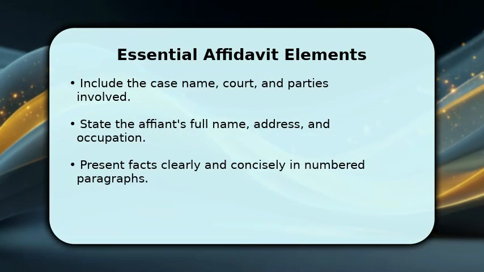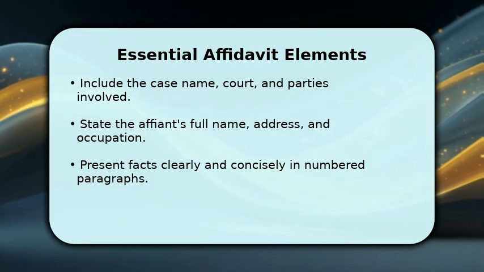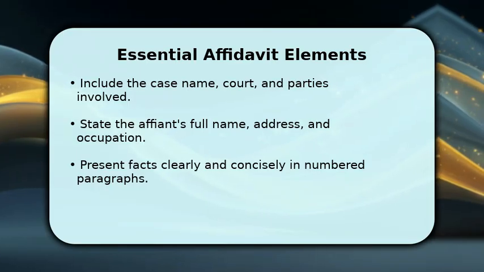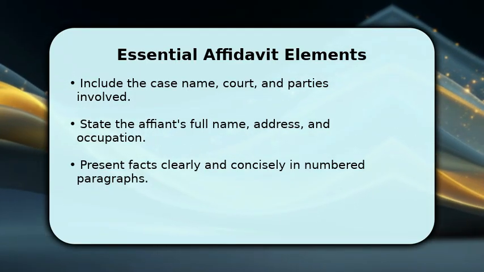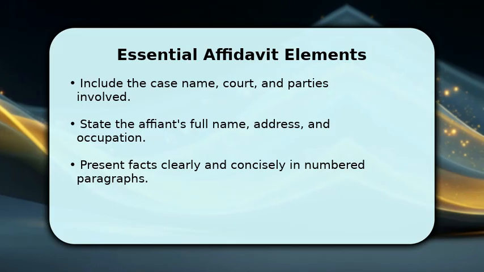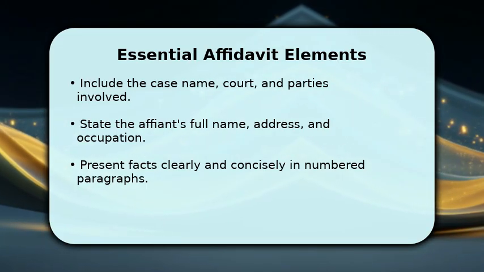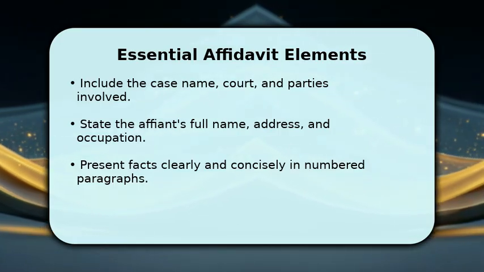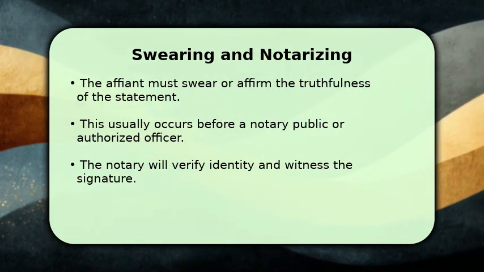Crafting an effective affidavit requires including several key elements. You must clearly state the case name, the court, and all parties involved at the top. Following this, provide your full name, address, and occupation. The core of the affidavit consists of factual statements, presented in numbered paragraphs for clarity and ease of reference. Finally, it must conclude with a sworn statement affirming the truth of the contents, followed by your signature, making it a legally binding document.